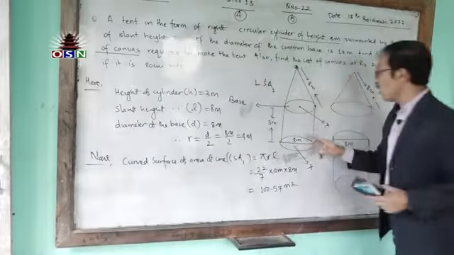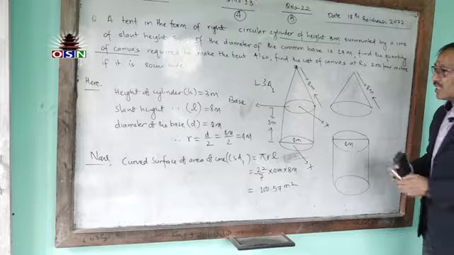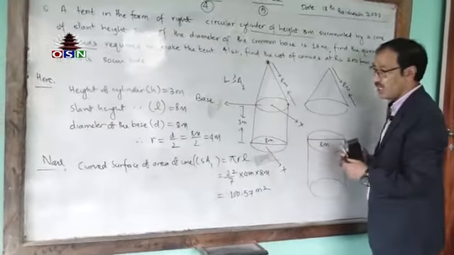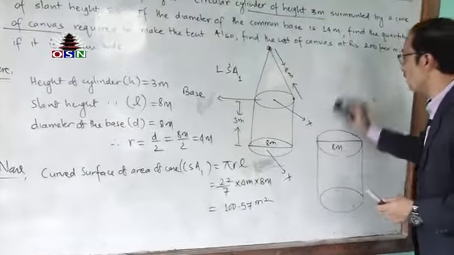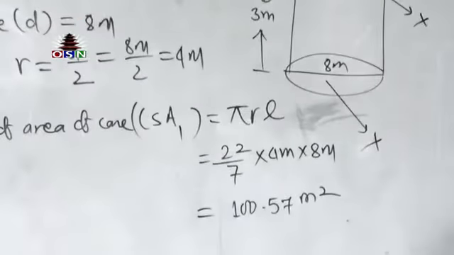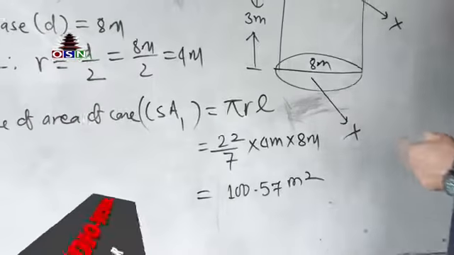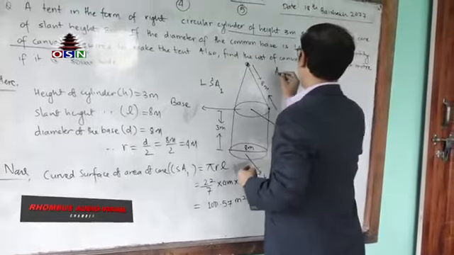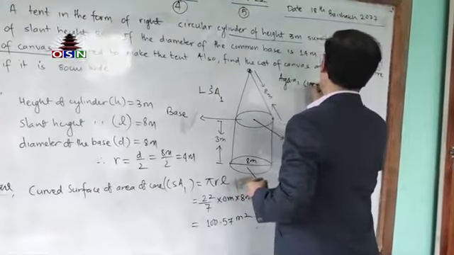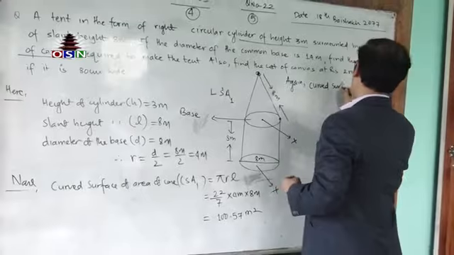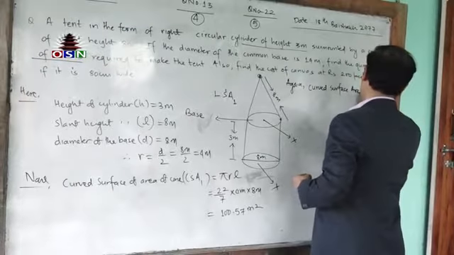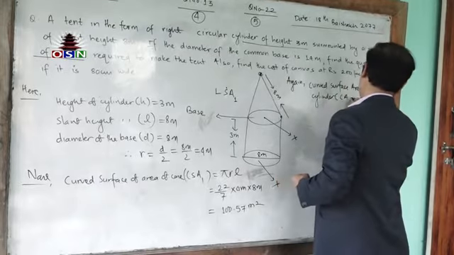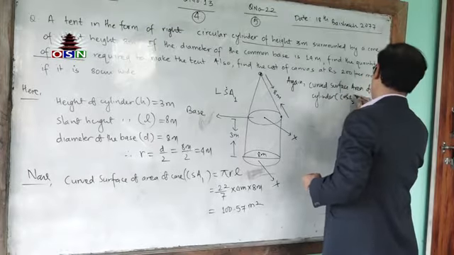Again, you will have to find the curved surface area of the cylinder. When we find curved surface area, it doesn't include the two bases. I have already told you that. So you will have to find the curved surface area of the cylinder, which is denoted by CSA2, curved surface area 2. Here we mention the curved surface area of cylinder, denoted by CSA2.